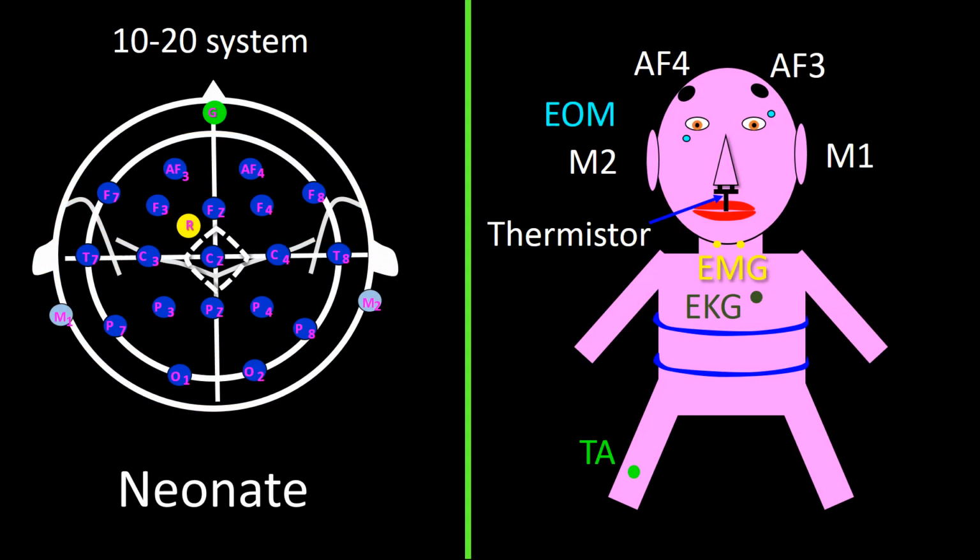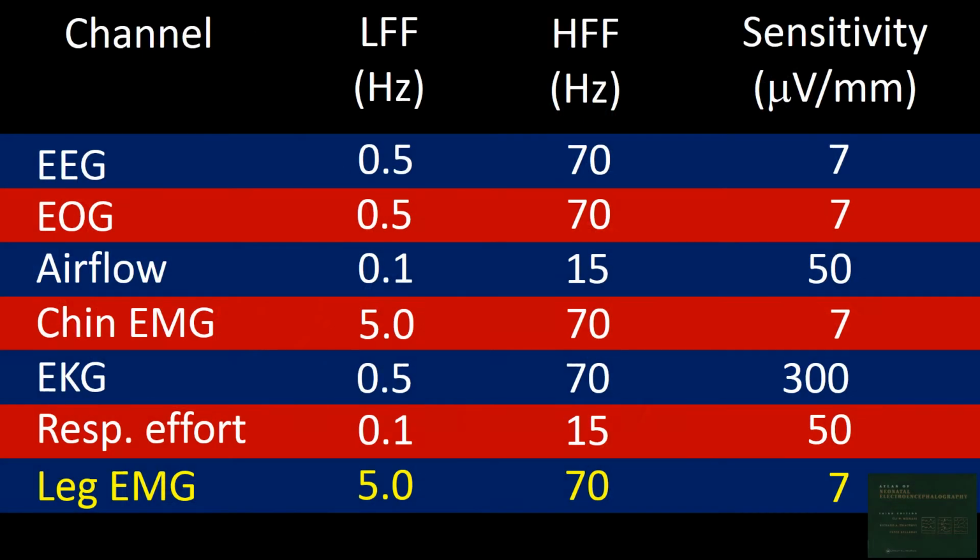The last biological signal that needs recording is limb movements. They are recorded by placing an electrode on the skin above the tibialis anterior muscle. The setting for leg EMG should be low frequency filter of 5 Hz, high frequency filter of 70 Hz, and sensitivity of 7 microvolts per millimeter. The computer screen must present 10 seconds or more at a time in order to be appropriate.